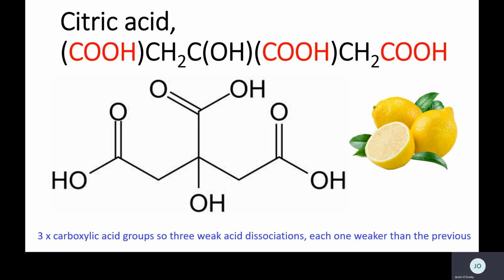Looking at citric acid very quickly as well, this has 3 separate carboxylic acid groups. So 3 weak acid dissociations, with each one being weaker than the previous one.